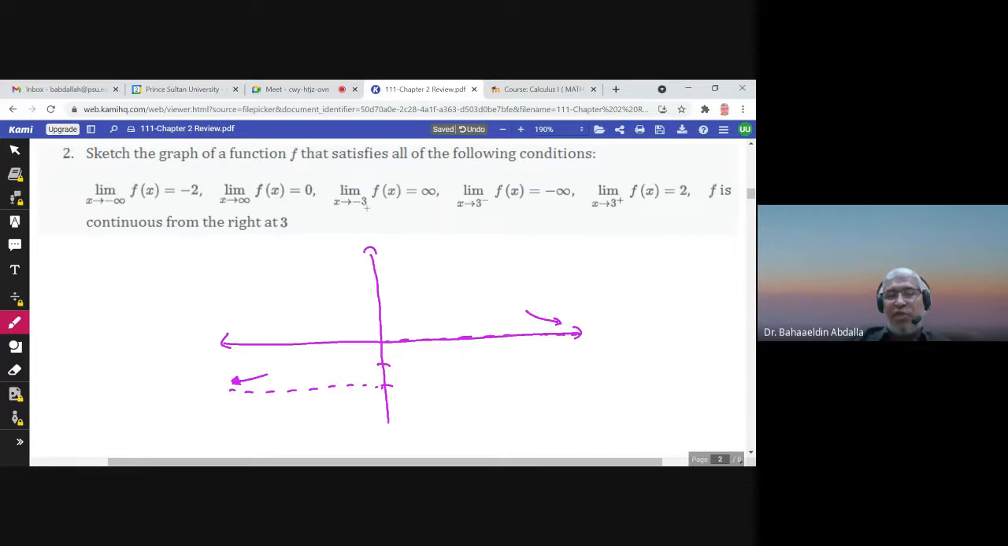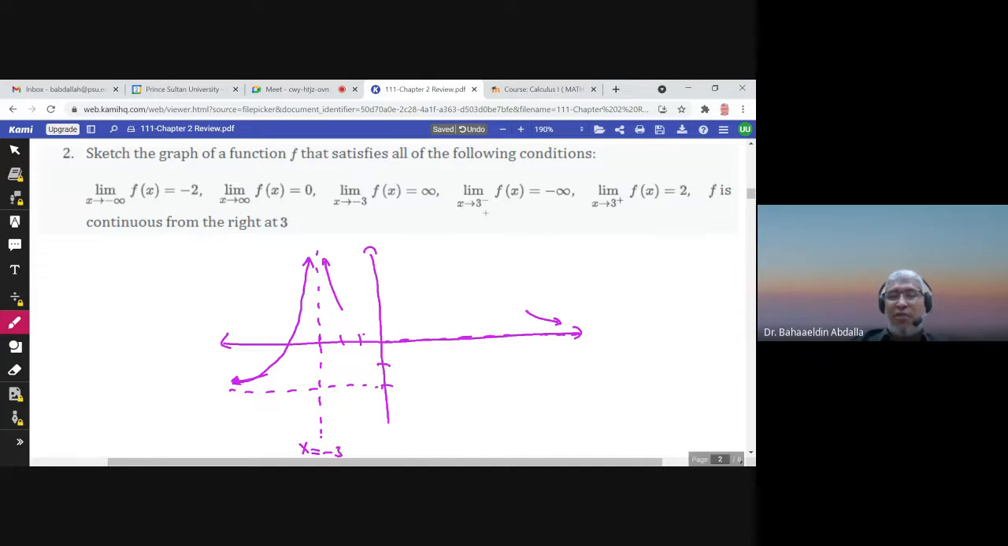As x approaches -3, the limit approaches infinity. And this means that the line x equals -3 is a vertical asymptote. And the function goes to infinity to the right and to the left.